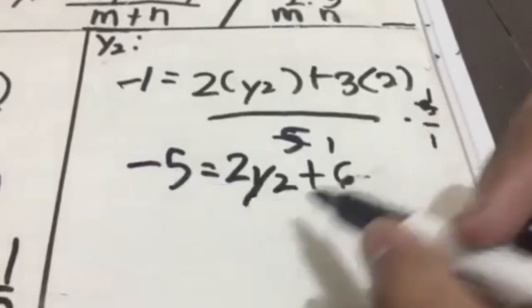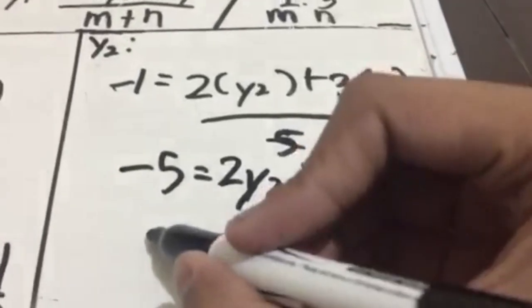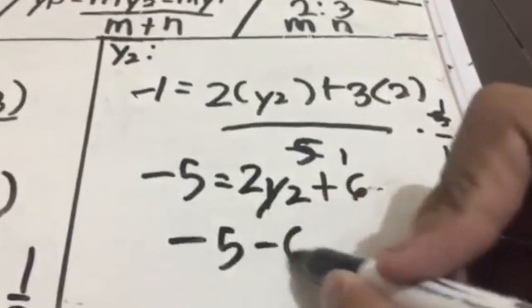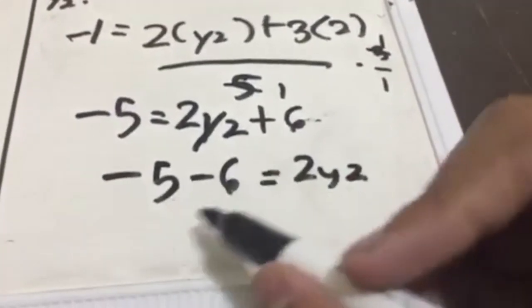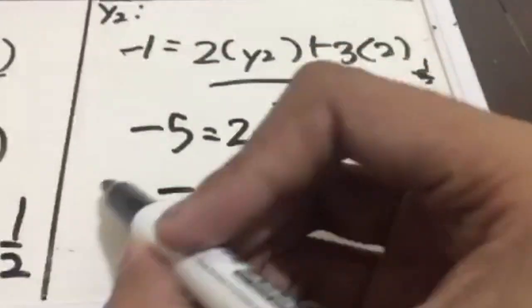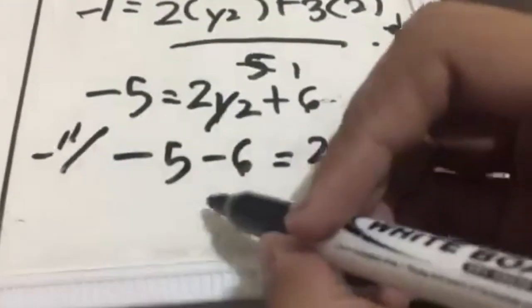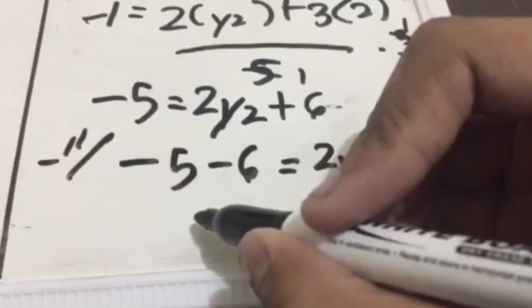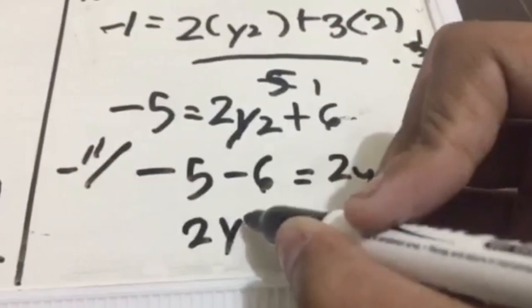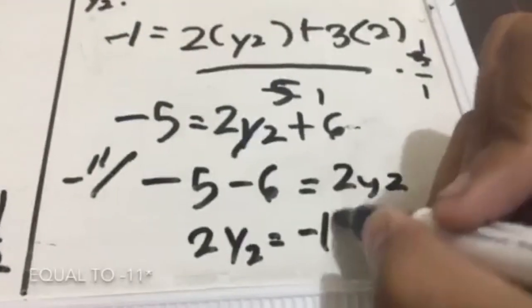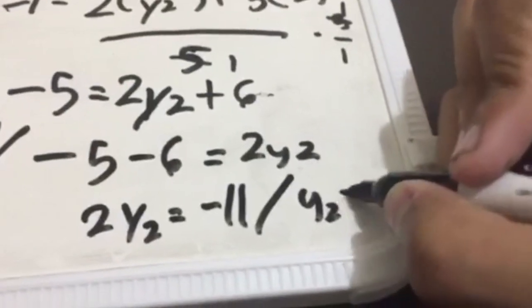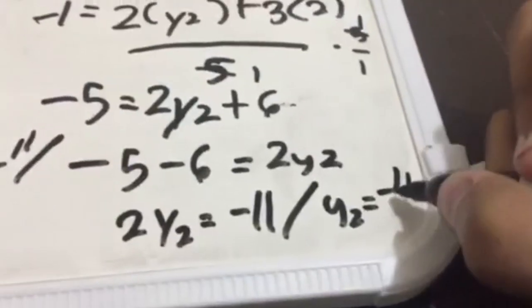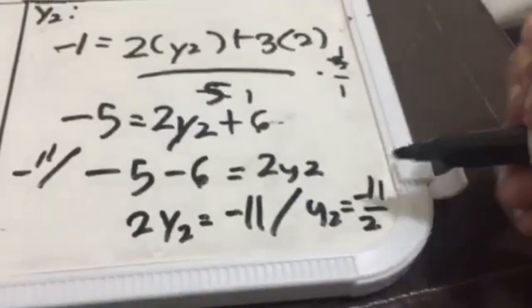So we just need to transpose 6 to the other side. So negative 5 minus 6 is equal to 2y sub 2. So this is basically negative 11. So let me write that. So it's negative 11. So it's basically 2y sub 2 equals negative 11, or y sub 2 is negative 11 over 2. That's our y sub 2.